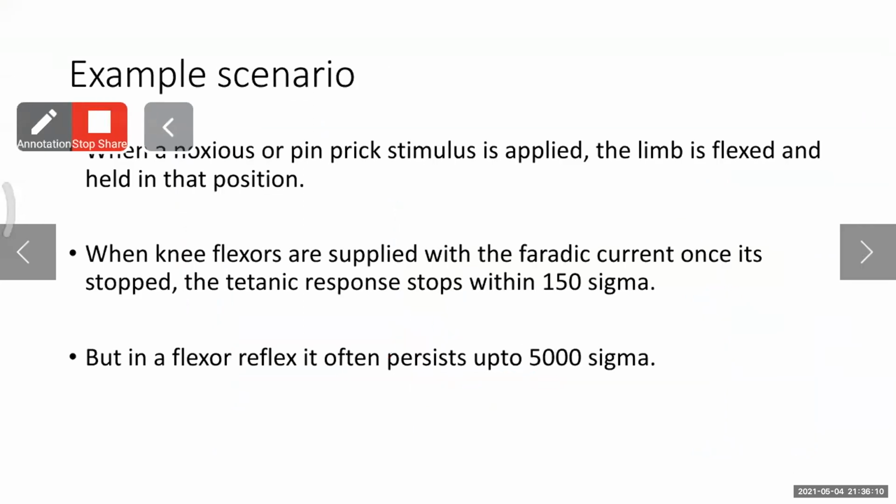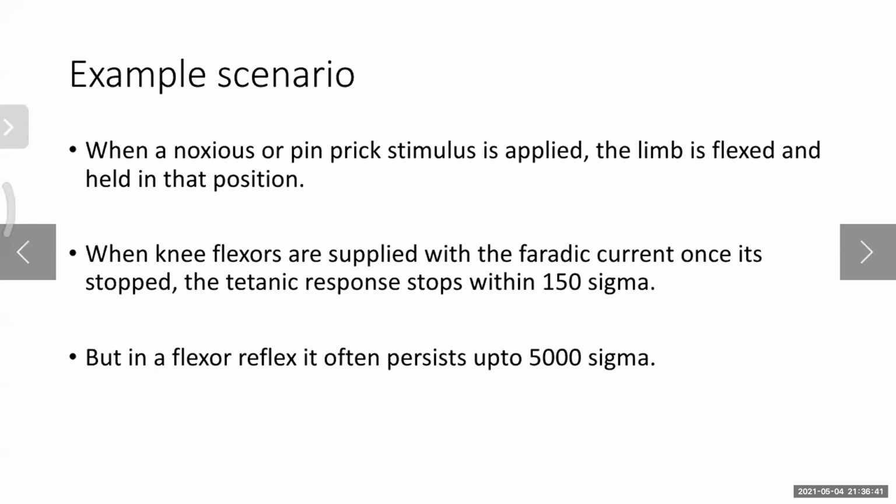All right. Now, in case of a flexor, when a noxious stimulus or a pinprick stimulus is applied, the limb is flexed, and immediately this flexion reflex, if it stops off, the limb will again come towards the noxious stimulus, but it is held in that position, right? So that's the importance of the after discharge, right?